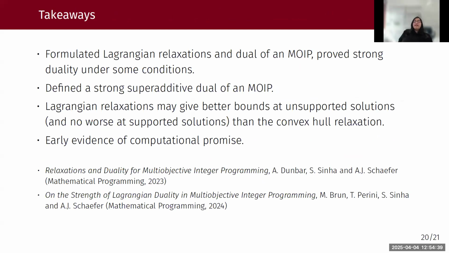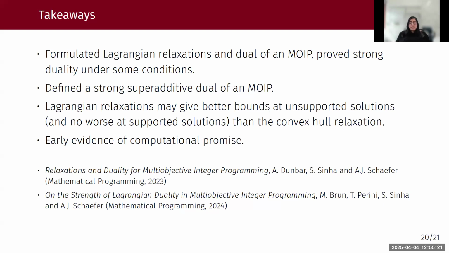What we did was we formulated Lagrangian relaxations and dual for a multi-objective integer program and proved strong duality under some conditions that were very similar to conditions in the single objective case, and defined a superadditive dual, which I haven't talked about. Then we made an observation that the Lagrangian relaxations may give better bounds at unsupported solutions than the convex hull relaxation, and are no worse than the convex hull relaxation at supported solutions. So if we had a way of efficiently generating an approximate Lagrangian dual set, it definitely has promise of being a better, tighter bound set than the convex hull provides.